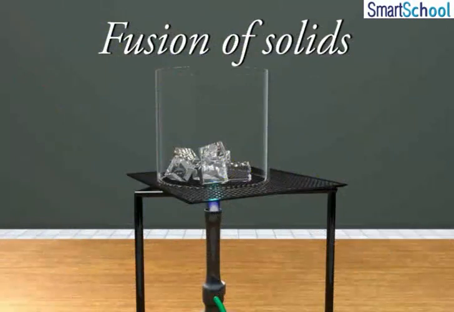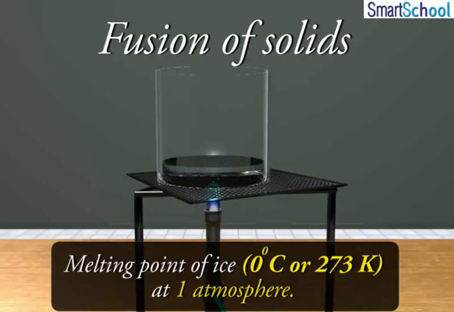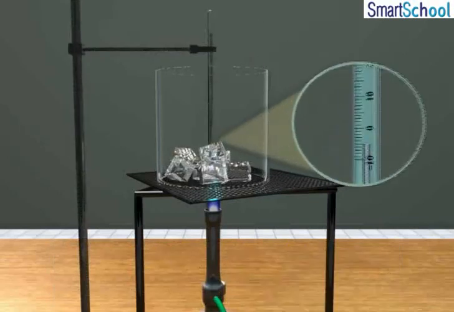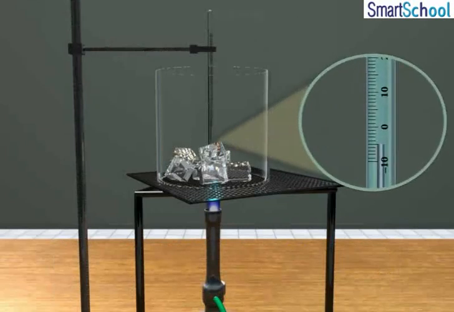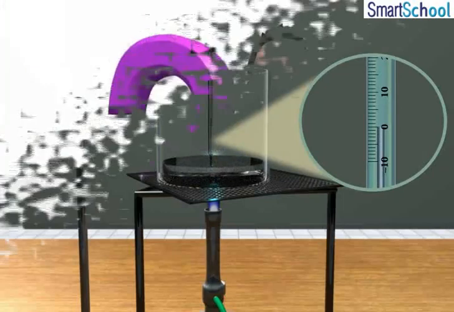Let us learn some more facts regarding fusion of solids. On heating some ice in a beaker at low flame, you will observe that ice melts at a temperature of 0 degrees Celsius or 273 Kelvin at atmospheric pressure. It is also observed that even when the melting starts, the temperature of the system remains constant till the entire solid melts, even though heat is being continuously supplied.